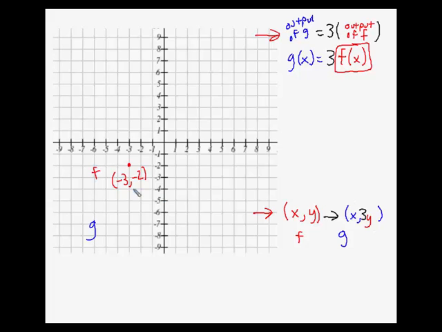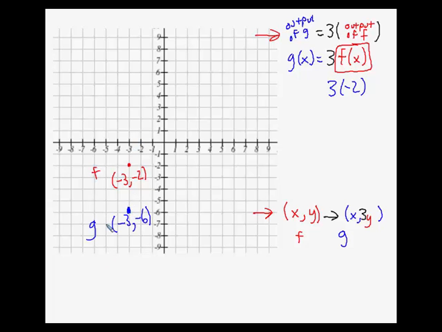So this is very simple. I take the point that was given, I leave the x value alone, I simply multiply its output by 3. -2 is the output of f, I multiply it by 3 to get -6. So my new point will be -3, -6 right here.